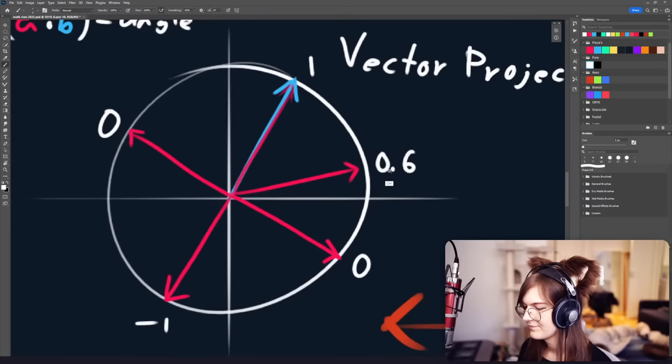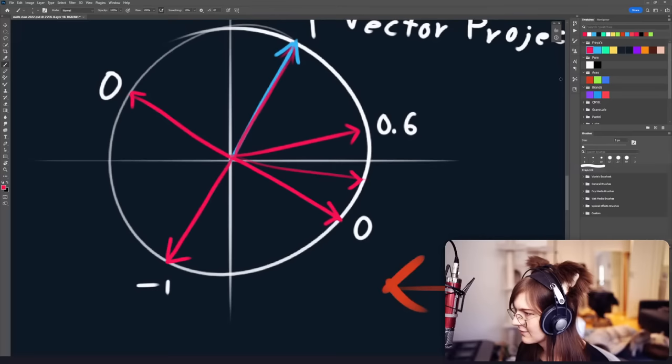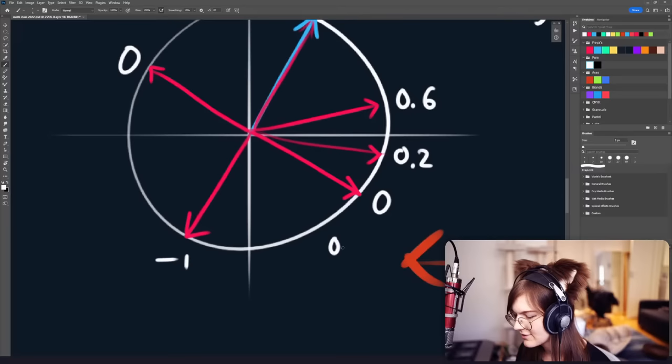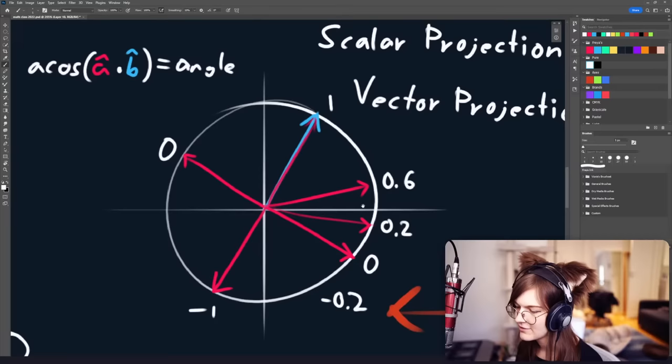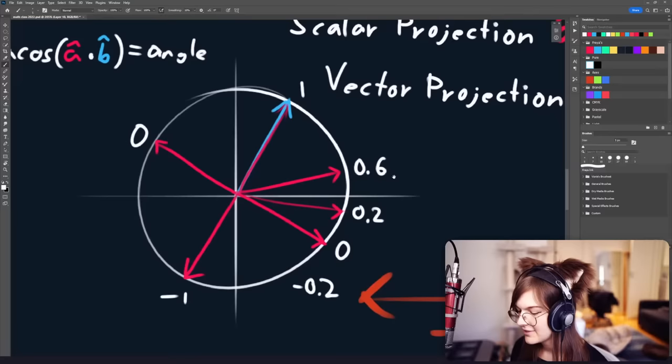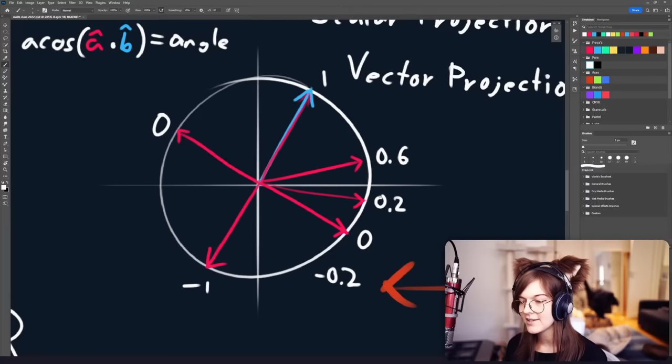And then if you do another one, like this one, then this would decrease. So this would be a value of like 0.2 and so forth, all the way until 0. And then on the other side, you get values of like negative 0.2 and so forth. And so if you're making a shield and you wanted to only block bullets from the front, you would check the dot product between the shield direction and the bullet direction. And then you can use the value of the dot product to figure out if it's in front of or behind it, right?